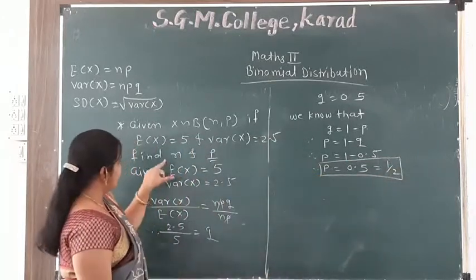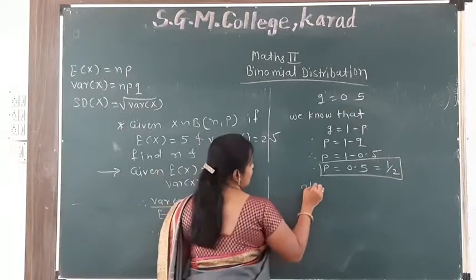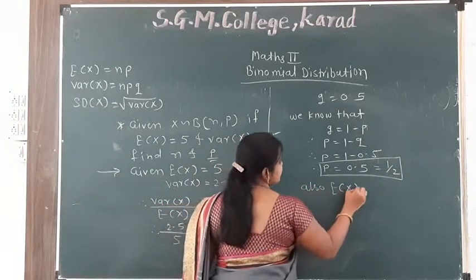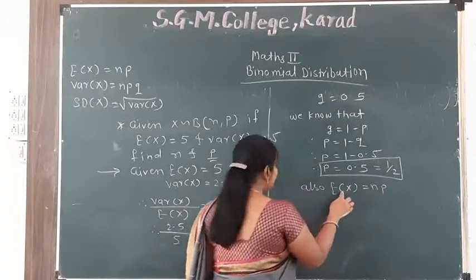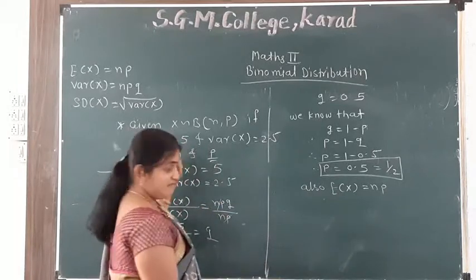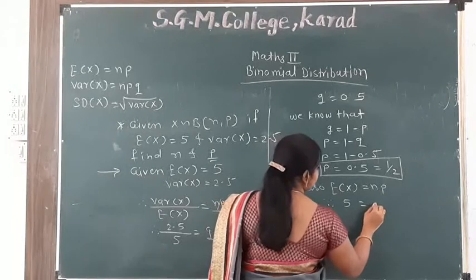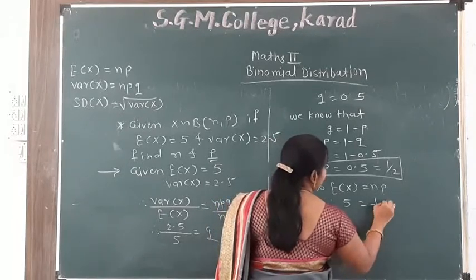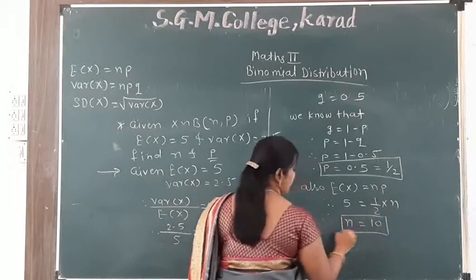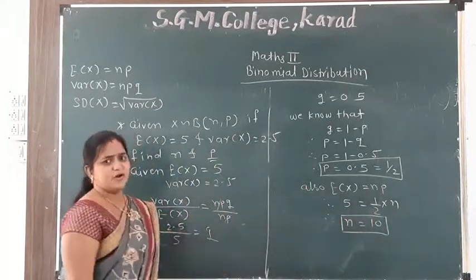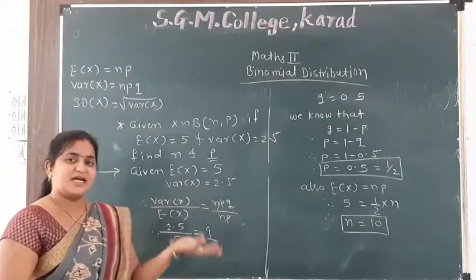But I want here another term, n. So, also E of x is equal to, what is the formula? n multiplied by p. E of x is given. What is E of x given? 5. So, 5 is equal to p, which is 1 by 2, multiplied by n. So, therefore, n gets 10. I hope you understand. It is a very easy formula. Two things are given, we find the other things.